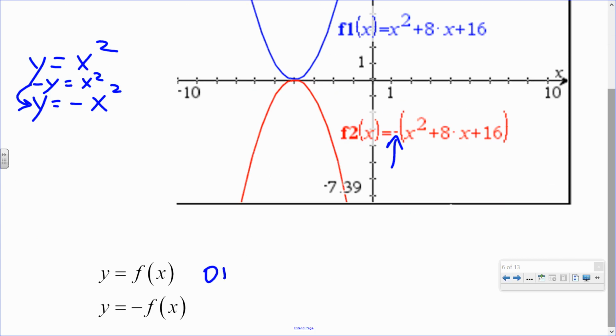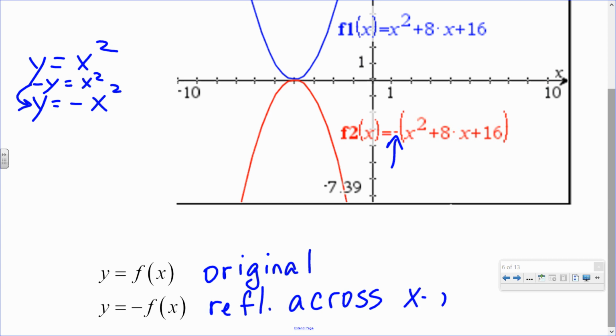If this was our original, changing y to minus y, multiplying both sides by a minus 1, so minus in front of the whole thing, is a reflection across the x-axis.